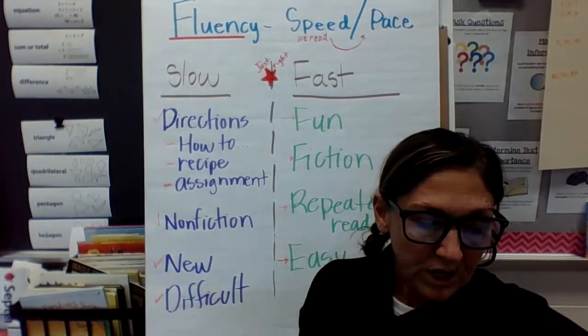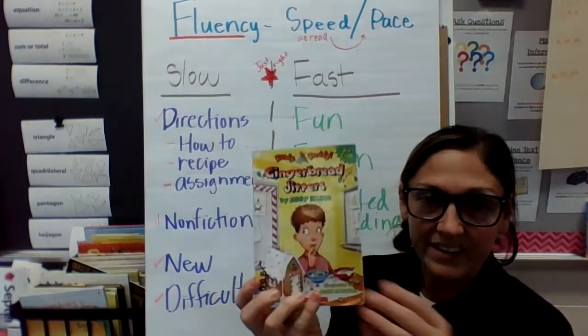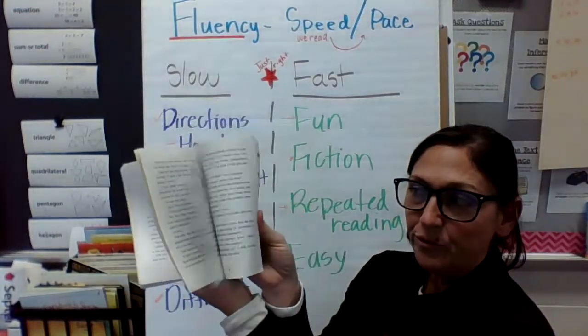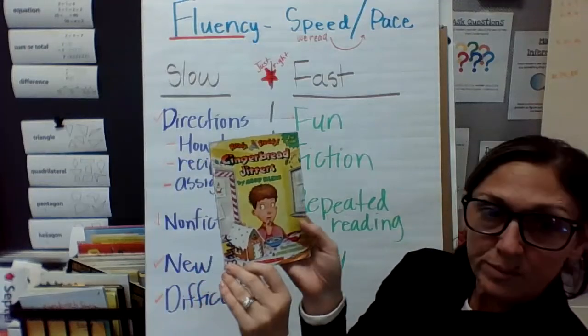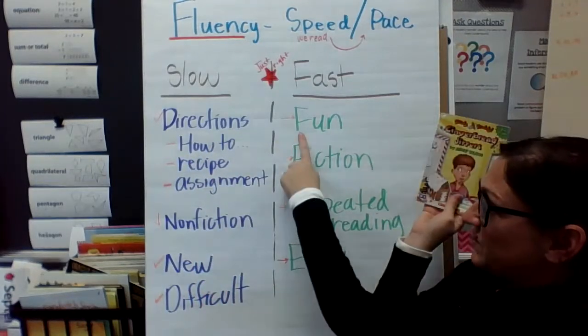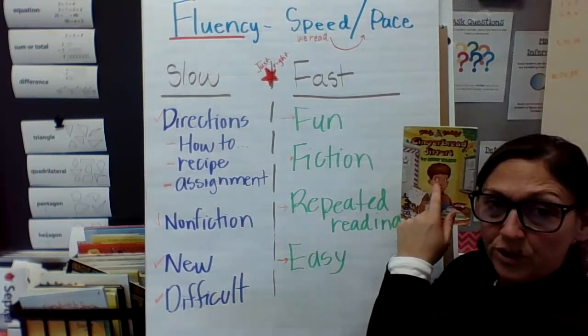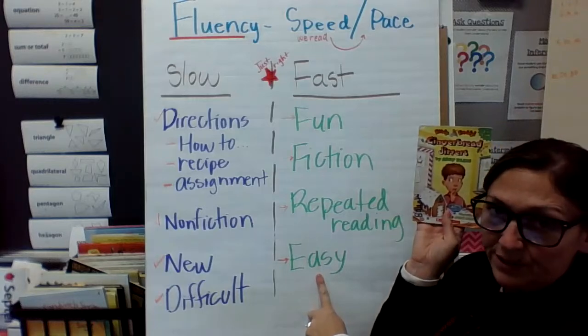And one last book, our favorite, Ready Freddy. Ready Freddy is pretty easy. It's a book that I've read before. I know the characters. It's a reading level below mine. It's just for fun, and it's fiction. I've never read this book before, but I've read Ready Freddy before. So I'm going to be able to read this one a little faster.